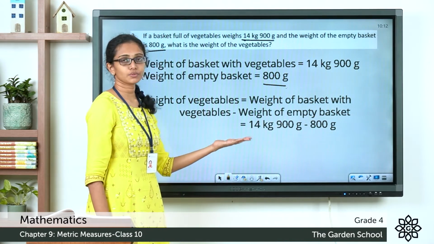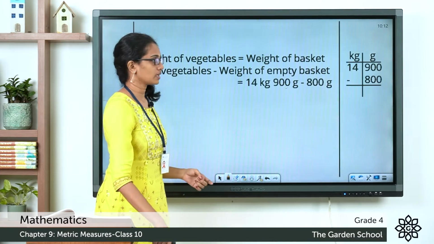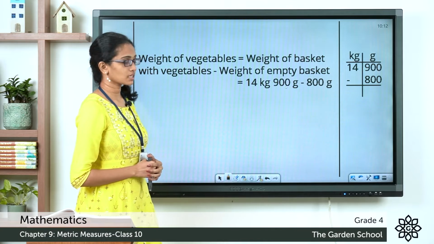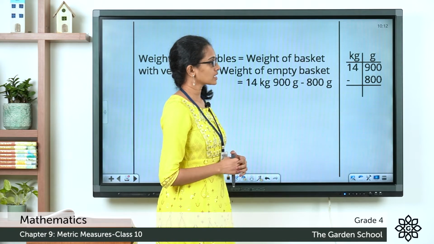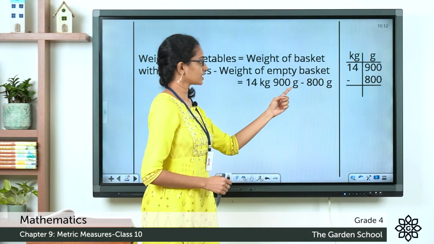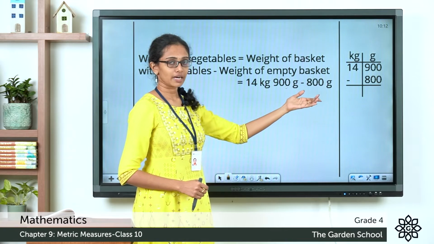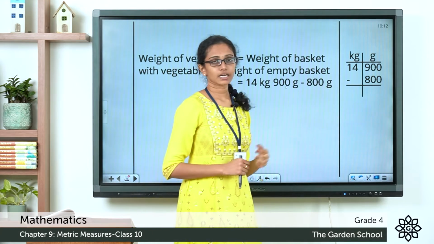So what is the first step to do the subtraction? Write the given measurements in proper columns of units. So there we have written the measurements in the correct columns of units. And here we have 14 in the kilograms column, 900 gram in the grams column. And we have 800 gram to be subtracted from it, which is written in the grams column.